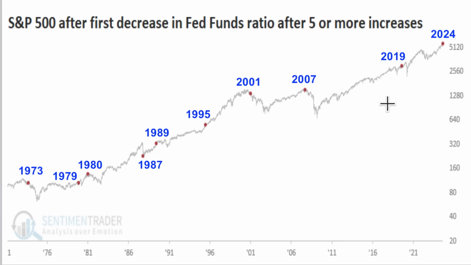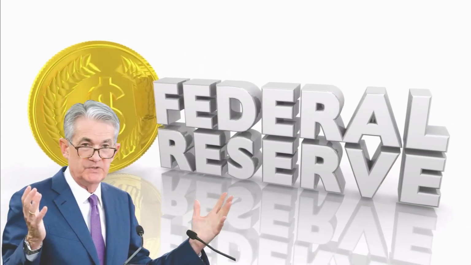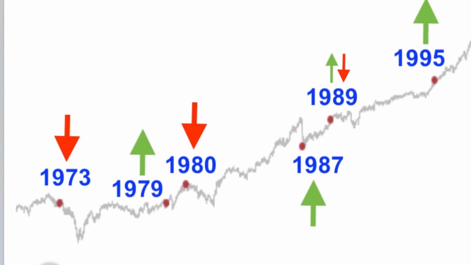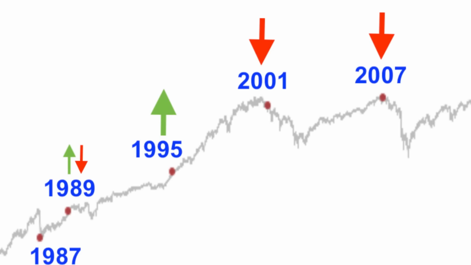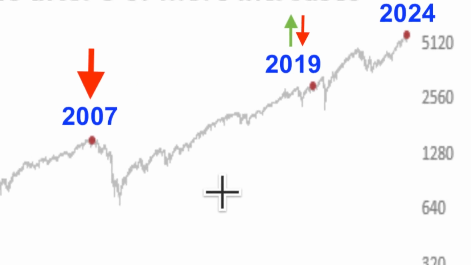In fact, this data, courtesy of Jason Geppert, is crucial to an understanding of what usually happens to the stock market after the Federal Reserve makes a decision to cut rates after having raised them. So what I've done is I've added some red arrows and some green arrows to this chart to explain more clearly what happened in the past to the S&P and the stock markets after the Federal Reserve decided to cut rates after having raised them 5 times or more.